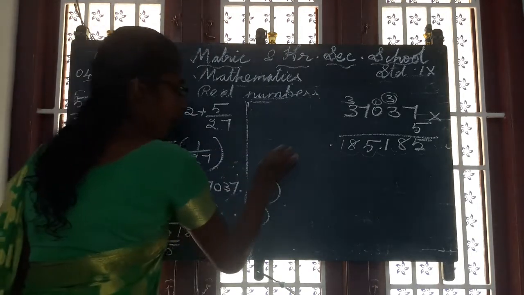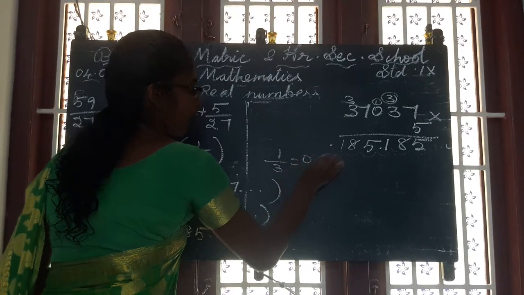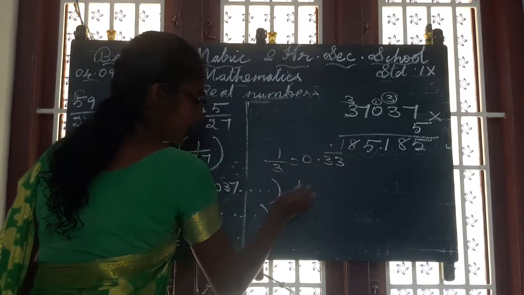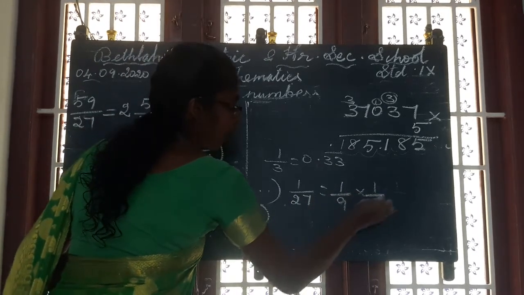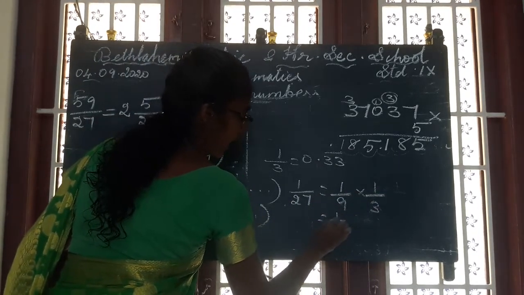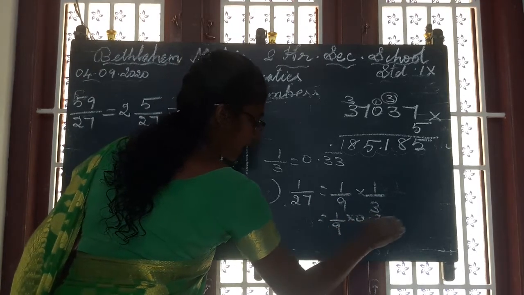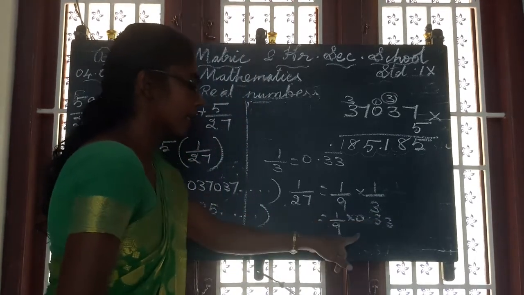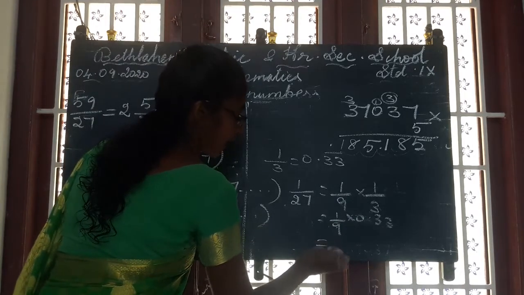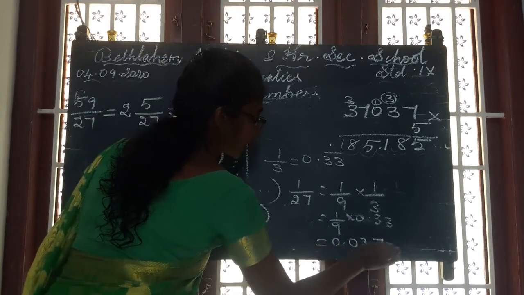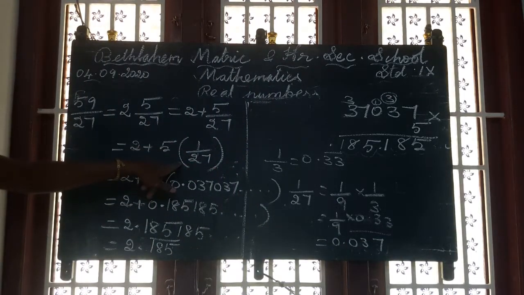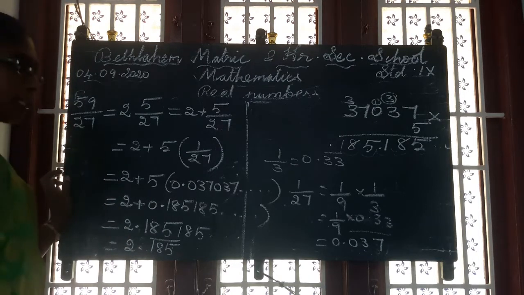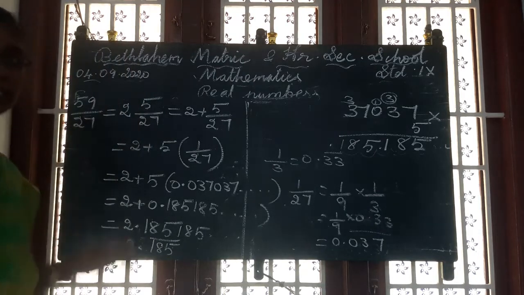What we have to do first? 1 by 3 is equal to 0.33 etc. Using this we want to find out 1 by 27, which is equal to 1 by 9 into 1 by 3. That is equal to 1 by 9 into 0.333 etc. By cancelling this we get the answer 0.03737 etc. This value we have to use here. Then we are getting the decimal expansion of 59 by 27.